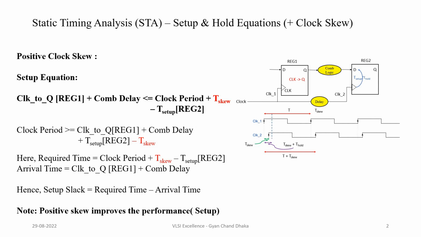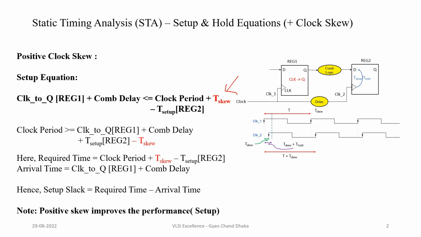Now let's see with positive clock skew how setup and hold equations will be impacted. As you saw in our previous chapter, where we derived the setup and hold equations without incorporating the clock skew, our setup equation was this one. Here, just the red T skew: if we remove the red T skew, then whatever remains is our setup equation.